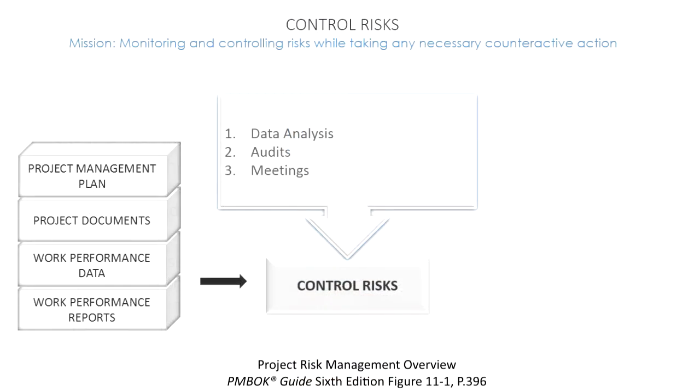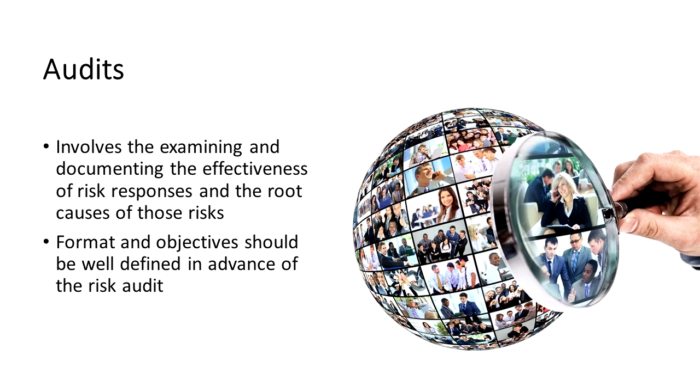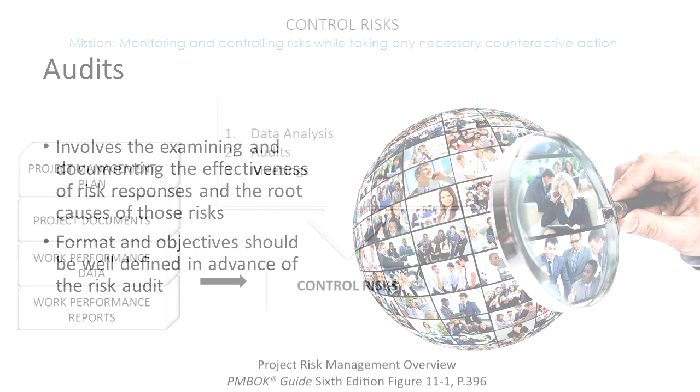The next tool and technique is audits. And when we talk about audits, we mean risk audits. And these risk audits help us assess and analyze how effective our risk management has been, how effective our risk management process is. The project manager, of course, is responsible for making sure these risk audits happen at the defined frequency. These risk audits could be held as part of a meeting, or they could be held separately.